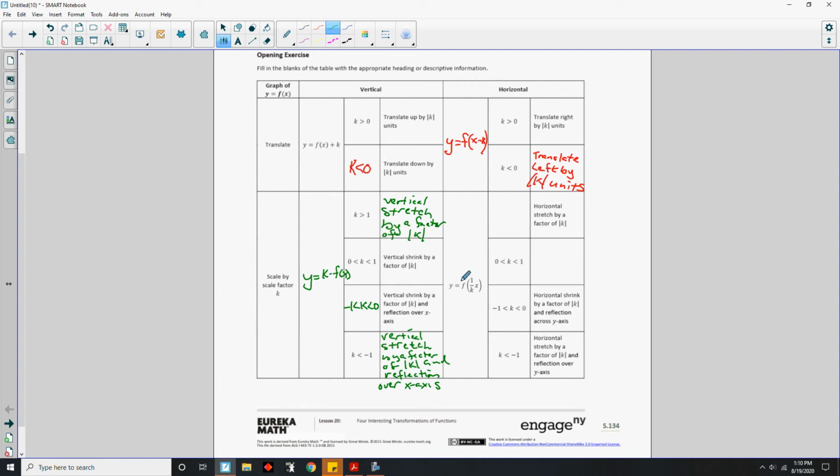Okay, so now we're given the function y equals f of 1 over k times x. And it says horizontal stretch by a factor of k, and that would occur if k was greater than 1. So if k is greater than 1, it's going to be a horizontal stretch by a factor of absolute value of k. If k is between 0 and 1, it's going to be a horizontal shrink by a factor of absolute value of k.